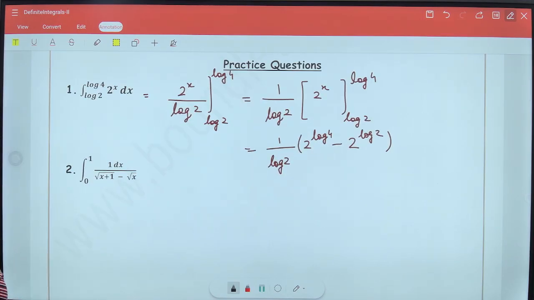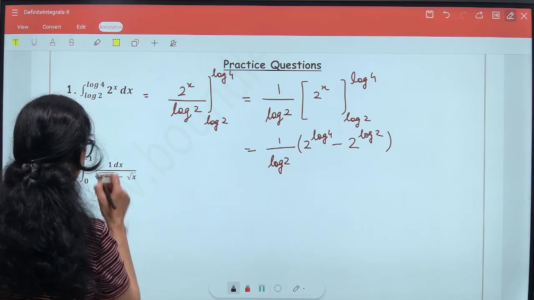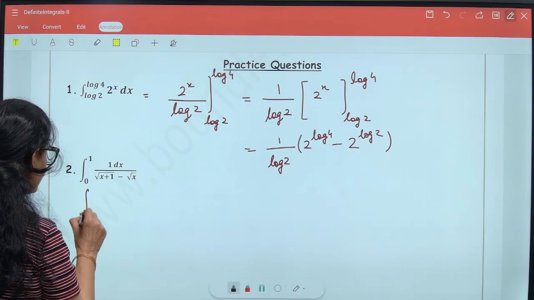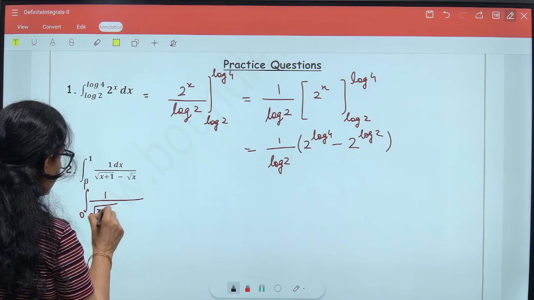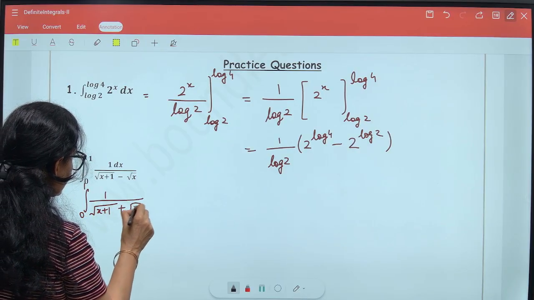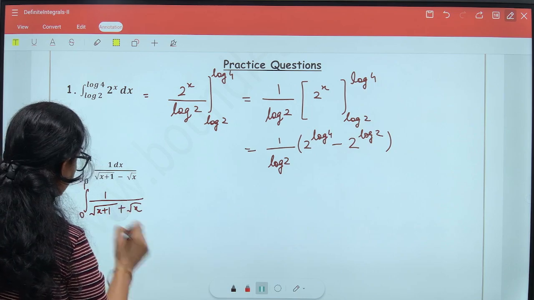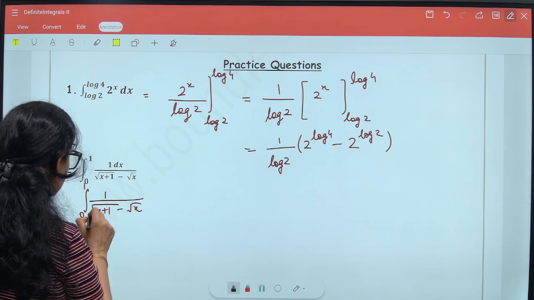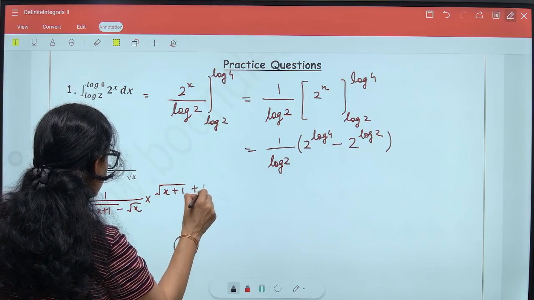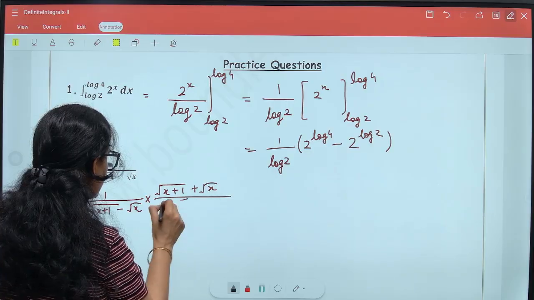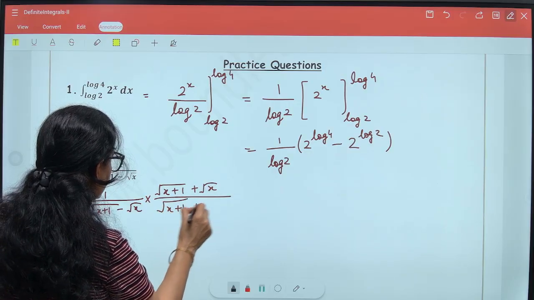Okay, so let's look at another question. As we look at this question, we can make out the first step should be to rationalize the function. So how do we rationalize? The limits are 0 to 1. So it is 1 upon square root of x plus 1 plus square root x. No, it is minus here. But it needs to be rationalized with square root of x plus 1 plus square root x upon square root of x plus 1 plus square root x.